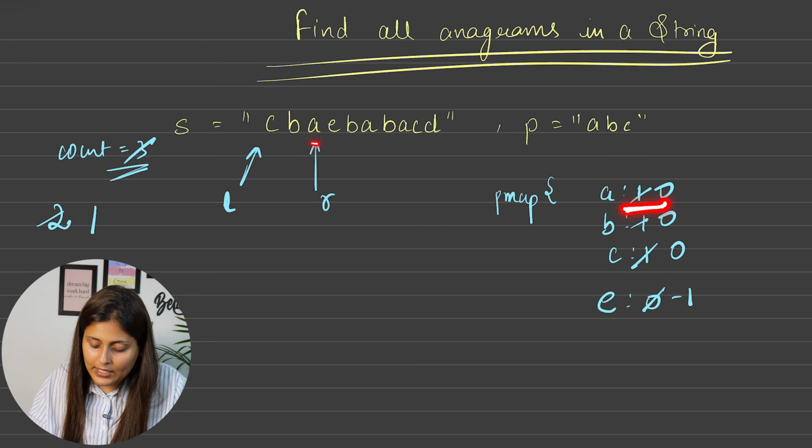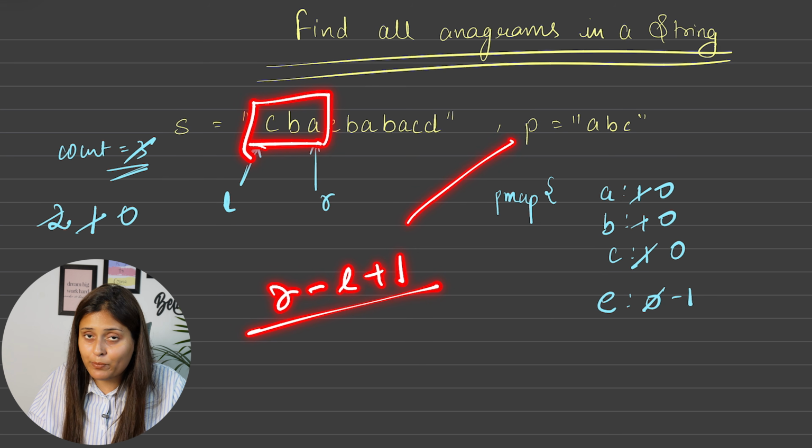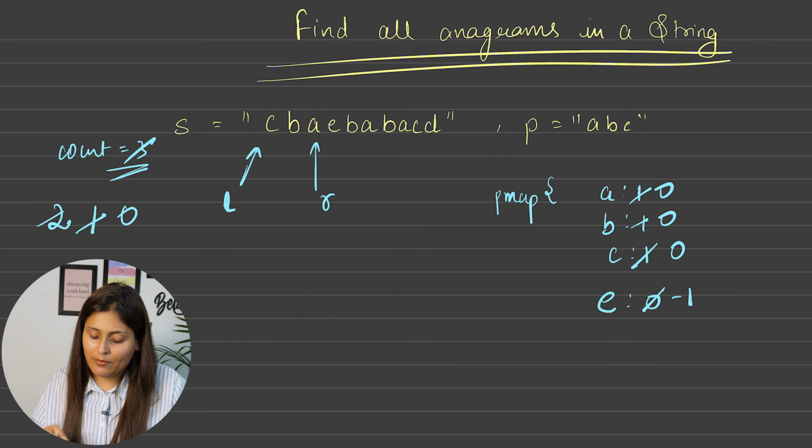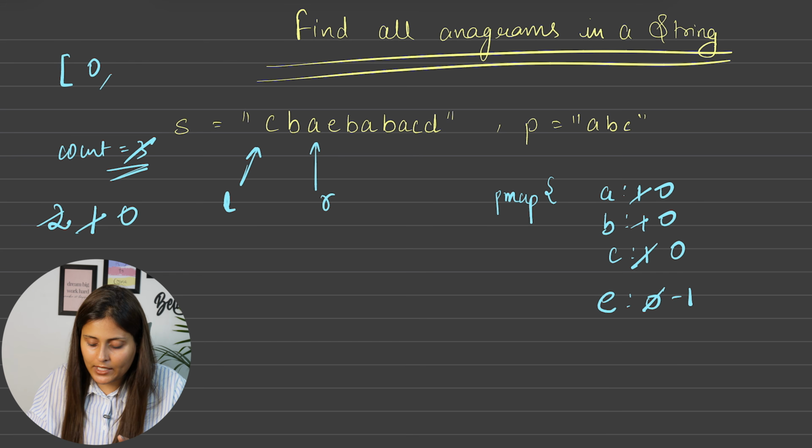Okay, so now we'll see this one was valid, so we'll reduce the count, and now the count is 0, and also the length, which is right minus left plus 1, is exactly equal to P. So I can say this is a valid one, and in the resultant we will add the first or starting index. Done.